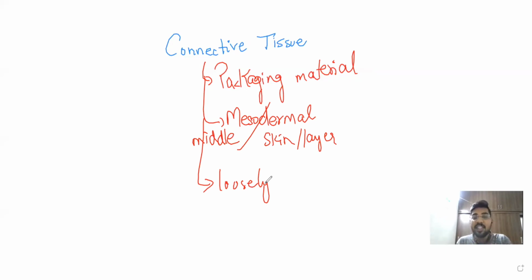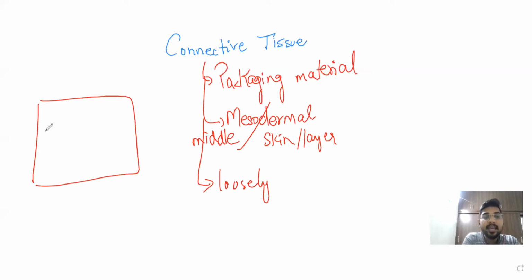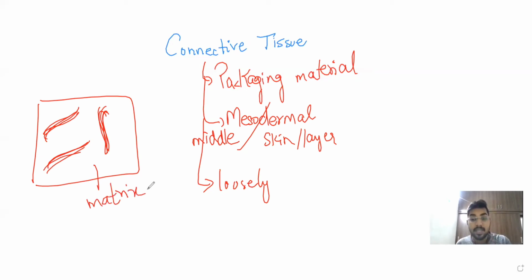where they are arranged in a matrix. These connective tissue cells are arranged in a matrix. Matrix is nothing but a component where these cells are stuffed in. For example, if this is the matrix, inside this matrix you have the connective tissue cells which are loosely packed. So this is called your matrix. The arrangement in which these connective cells are present is called the matrix.